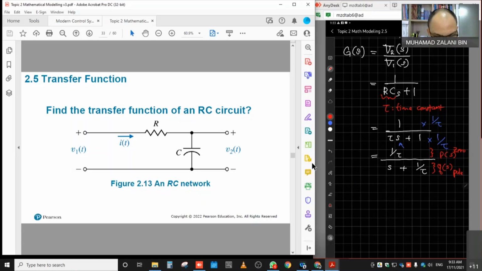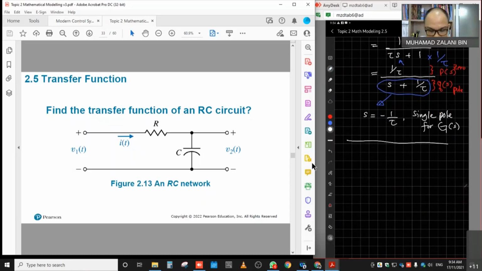So for this particular equation, G(S) equals 1 over tau divided by S plus 1 over tau. For this characteristic equation, the denominator, we call it the characteristic equation. We can say that there is a single pole: S equals negative 1 over tau is the single pole of G(S).